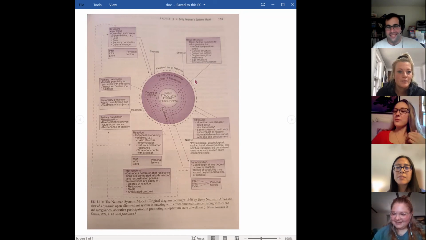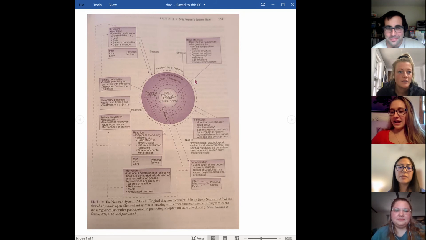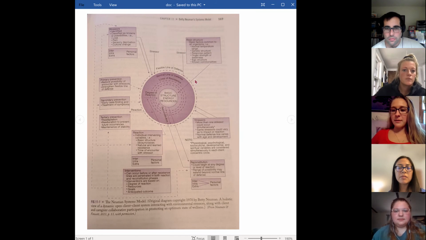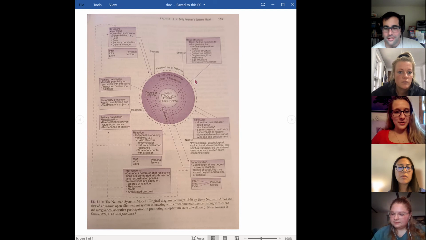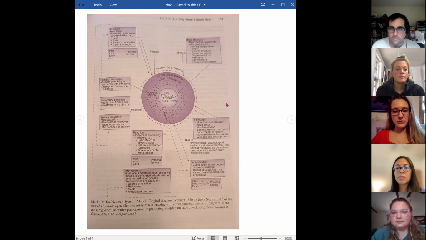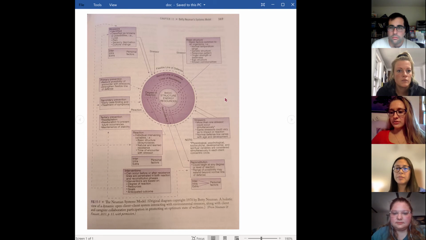Okay, so we are going to be looking at Nate's situation using Neuman's systems model, which was created by Betty Neuman in 1970. So we have a diagram up on the screen here that you can look at and follow along. It's a semi-complex theory, but we'll do our best to break it up for you. Originally it was created as a teaching aid for nurse educators, but its purpose has evolved over time.